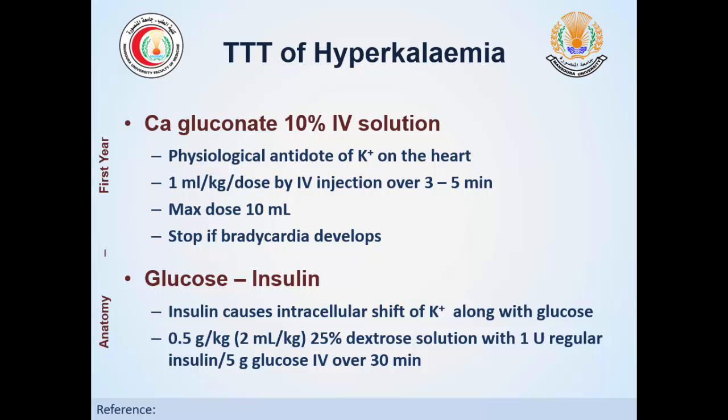How can you treat hyperkalemia? It's very important. The treatment of hyperkalemia is very important. The first line of treatment is calcium gluconate, 10% intravenous solution, which is the physiological antidote of potassium on the heart. 1 milli per kg per dose by intravenous injection over 3 to 5 minutes. The maximum dose is 10 milli, and you have to stop if bradycardia develops.